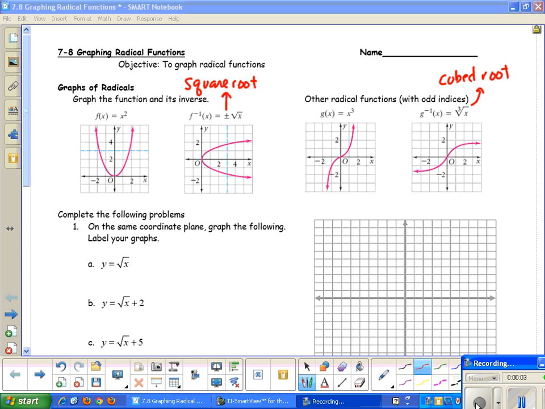Section 7a, graphing radical functions. Our objective is to graph radical functions.